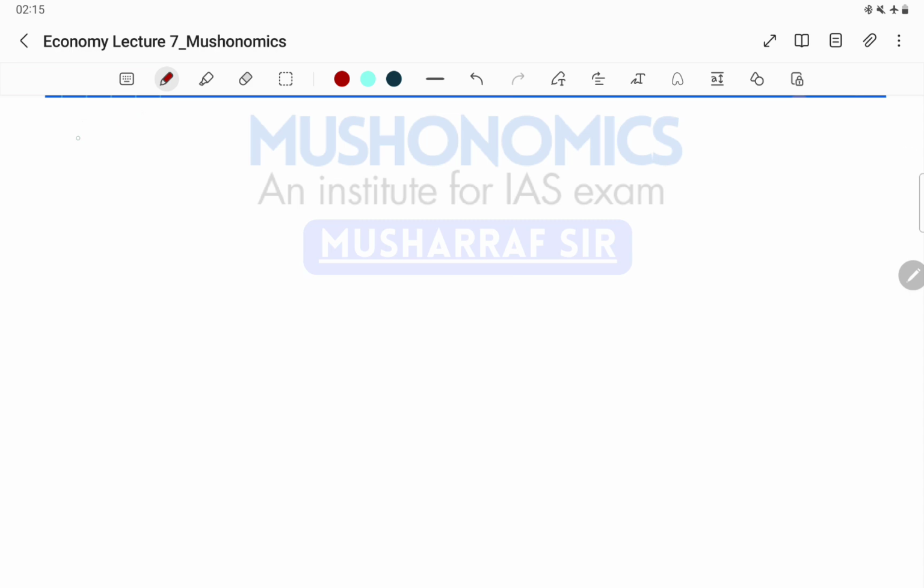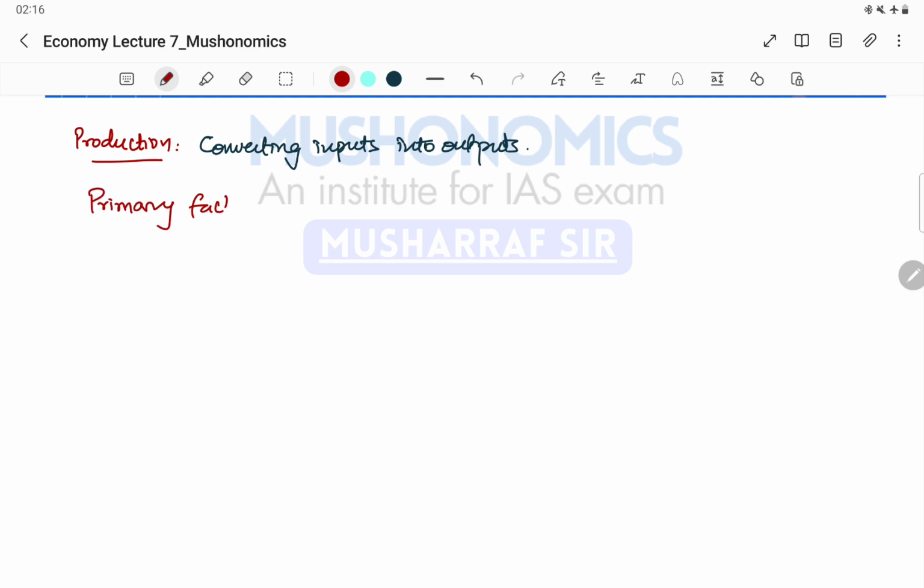So the first thing that we are starting with is the definition of production. What do we mean by production? As we have already seen in our previous classes, production is nothing but converting inputs into outputs. Now what things do we require for production? So let's begin with the primary factors of production. What exactly are the factors of production? What things do we need to go for production? That we need to understand here.